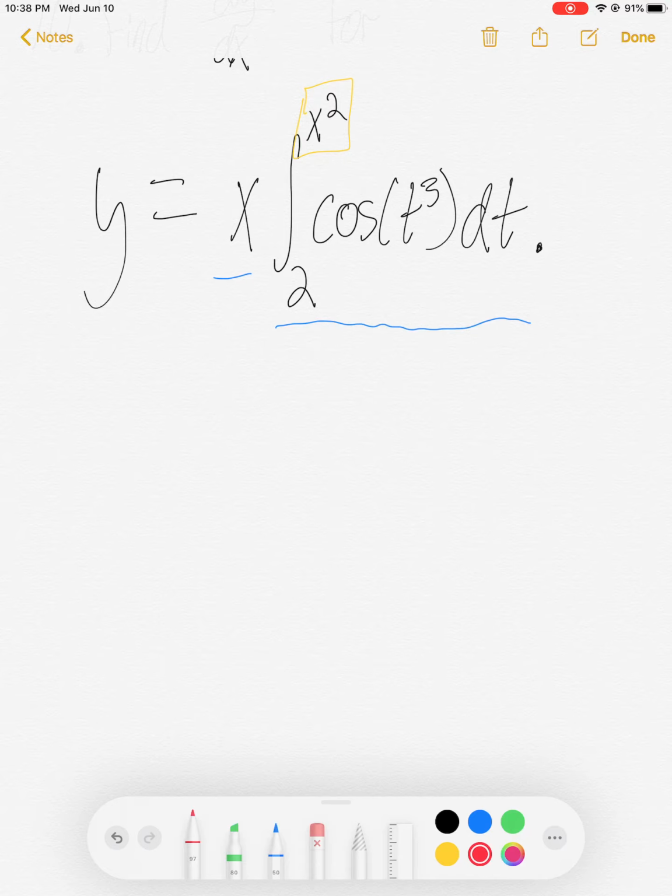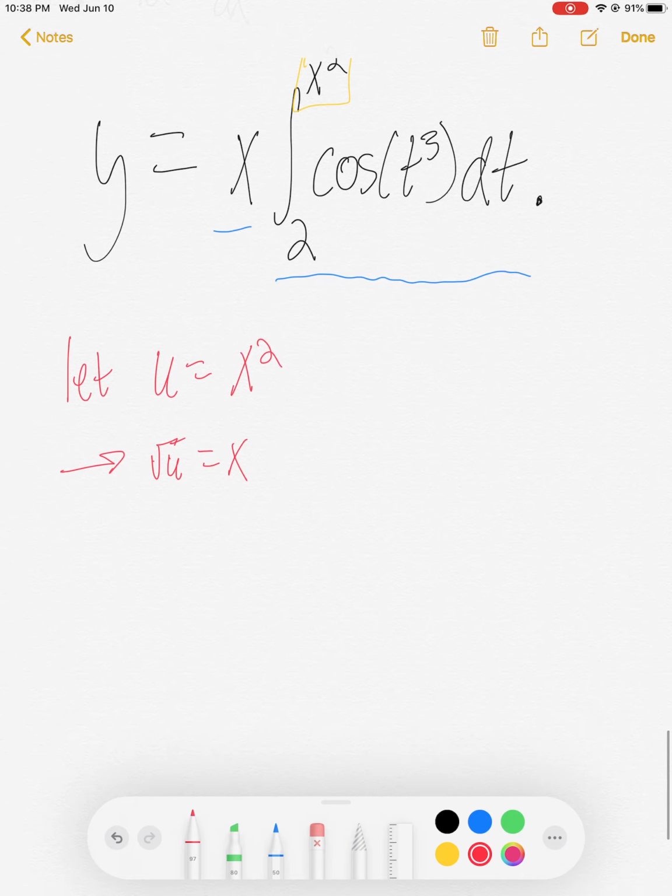If I just had x in the upper bound here, just as before, then everything would be hunky-dory and we would be in excellent shape. But unfortunately, we do not just have x there, we have x squared. So to make my life a little bit easier, I'm going to put myself in a situation where I just have a variable there, not a variable squared. So I'm going to say, well, let u be x squared.